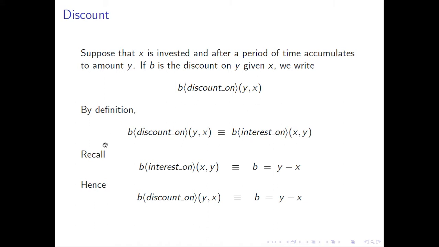Now, we will define B discount on YX is equal to B interest on XY. So in other words, if B is the discount on Y given X, then that is the same thing as saying that B is the interest on X given Y. Now, recalling that B interest on XY is equivalent to B is equal to Y minus X, we can see quite clearly that B discount on YX is equivalent to B equals Y minus X as well.